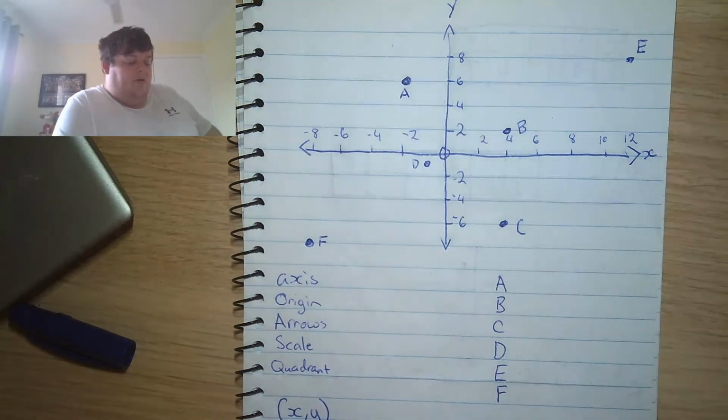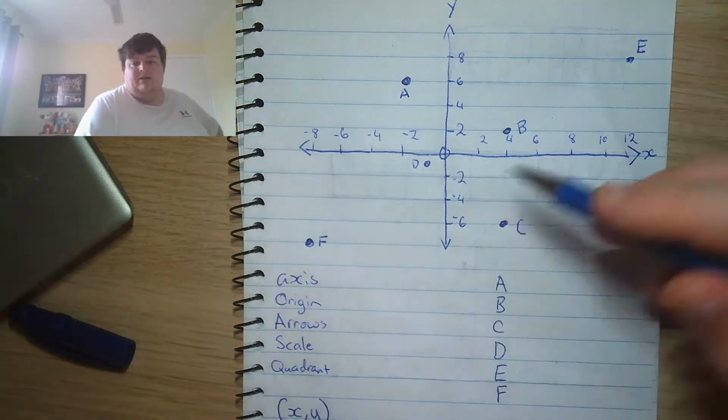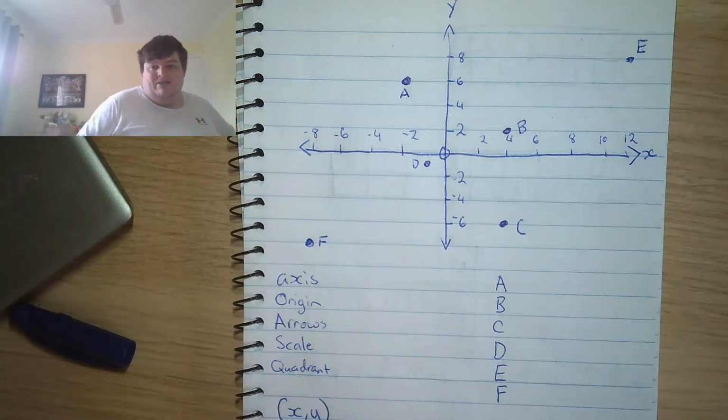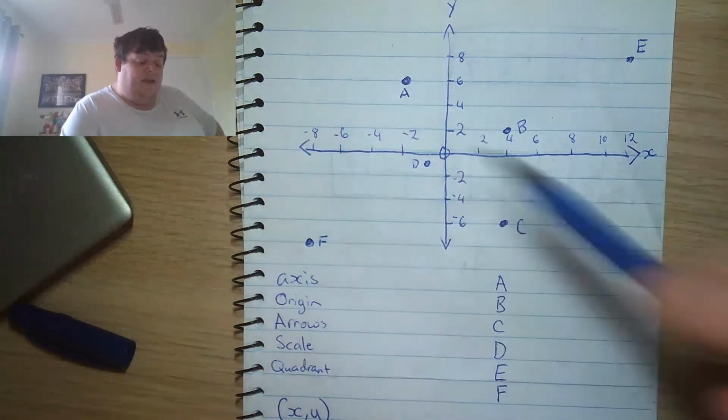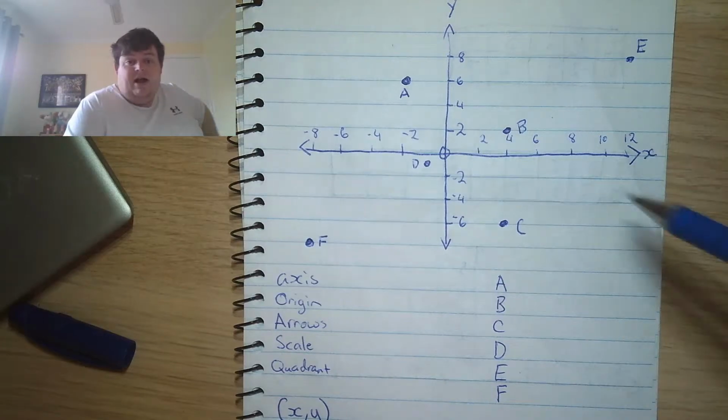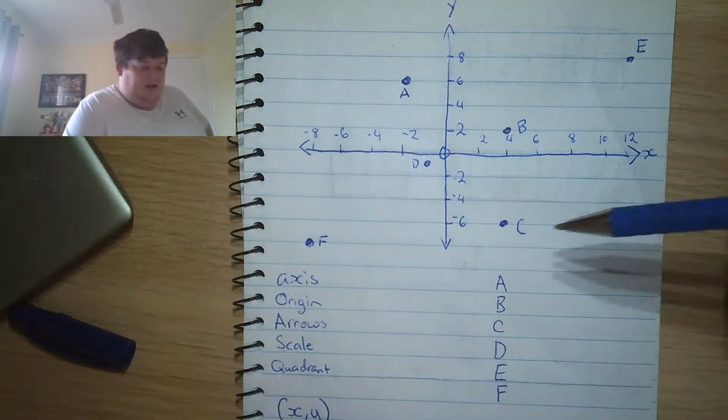If I was going to draw the whole thing all the way to infinity, I would need a lot of paper to write this whole axis down in both directions. So we're saying even though this is negative 8 to 12, there are actually significantly more numbers either side.